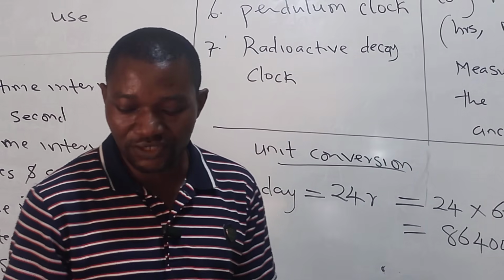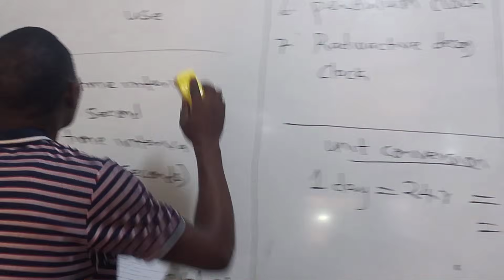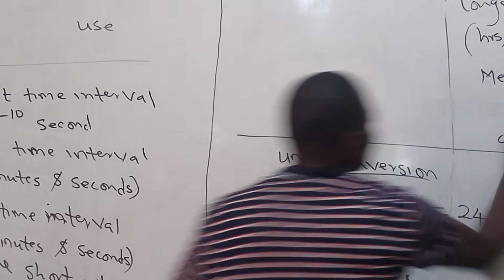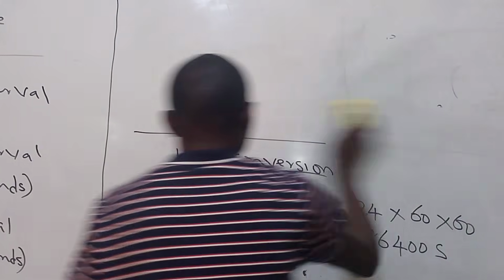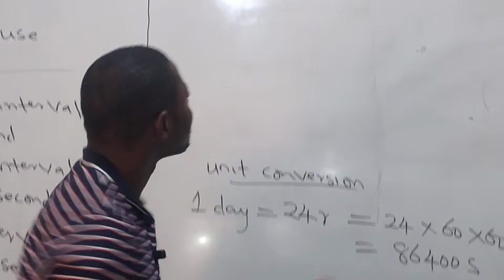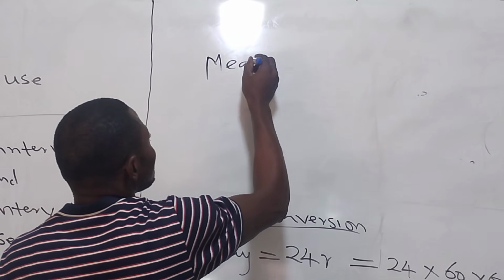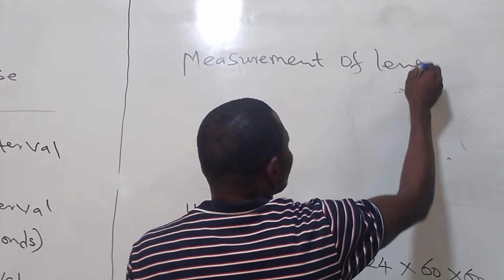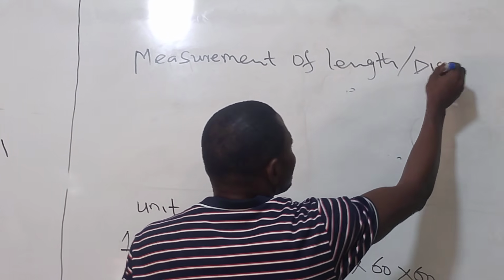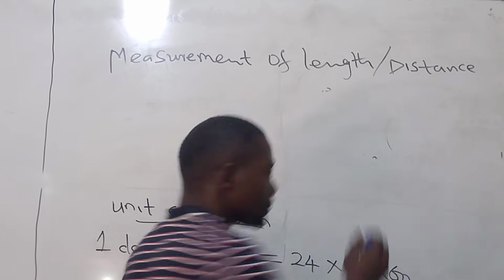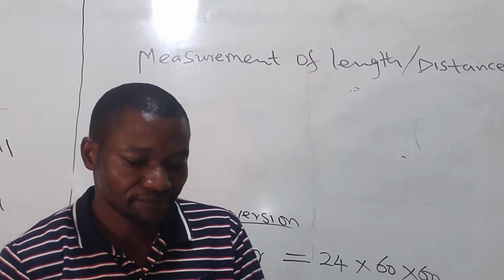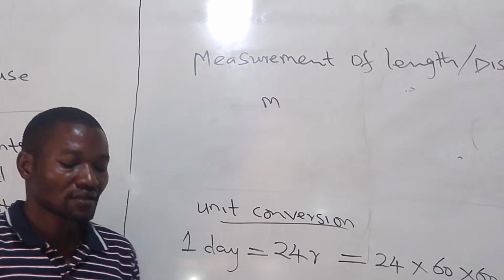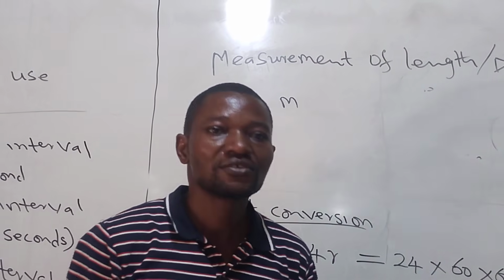Let's look at the next physical quantity. This time around, we want to look at length. Measurement of length is the second one we are considering. Measurement of length or distance. The SI unit for length is meter. However, there are other units as well.